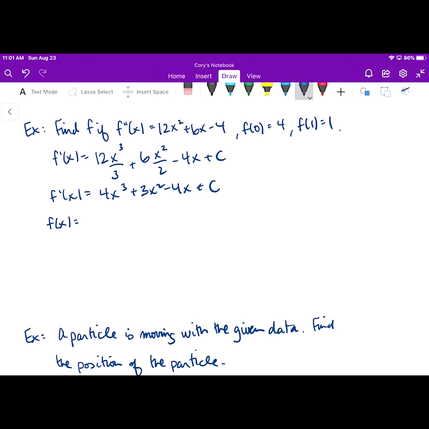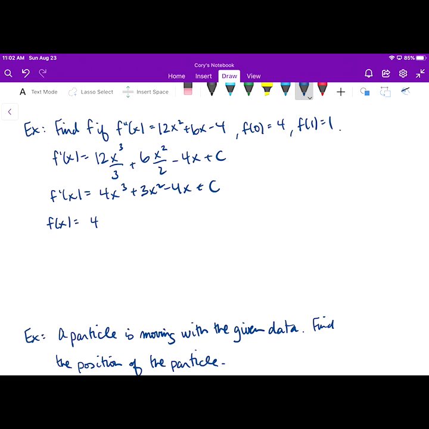So the antiderivative of f prime is going to be f, and then we're going to take the antiderivative term by term. Again, if you can take the antiderivative of 4x cubed and 3x squared and negative 4x, just immediately do it. I'm just going to work it out step by step so everybody can follow along in case you're having difficulty with this.